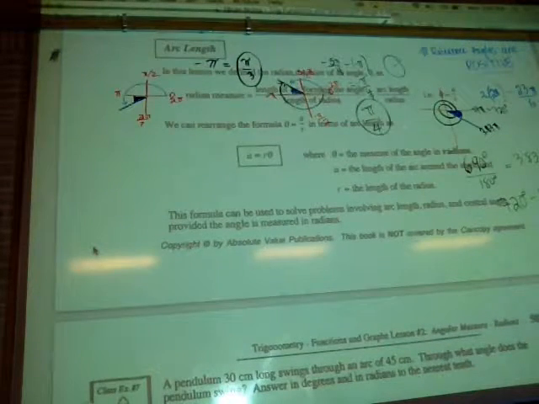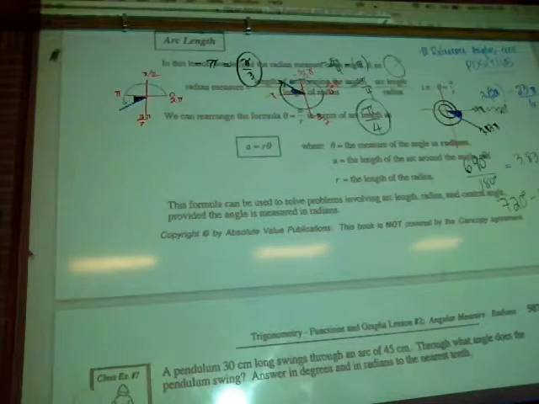So good job. 2 really good examples on how to solve that type of question.